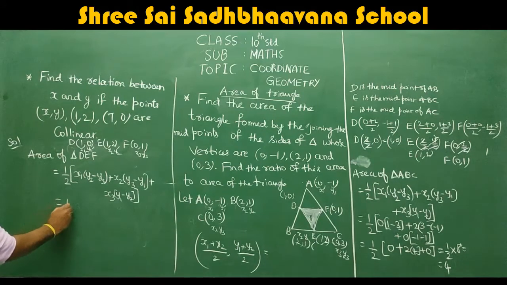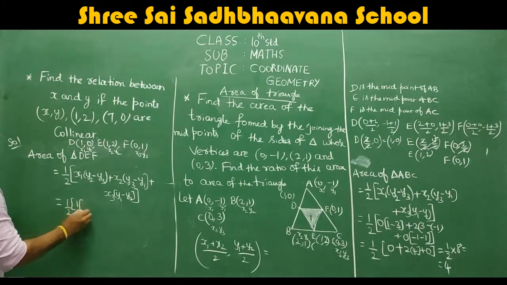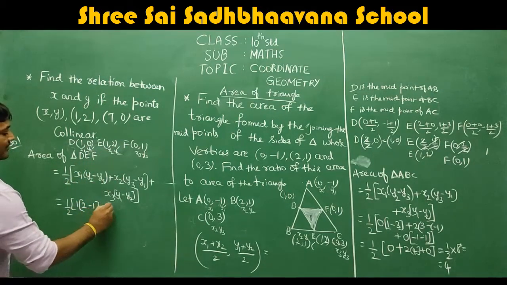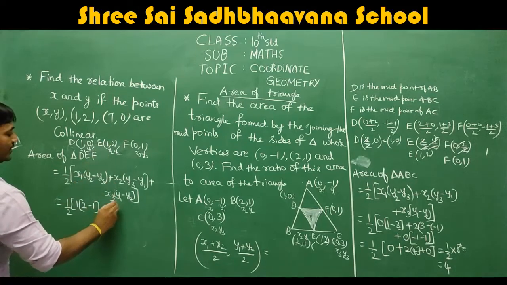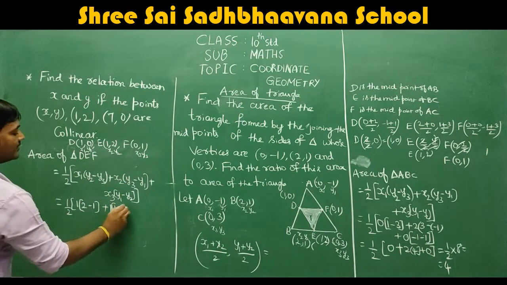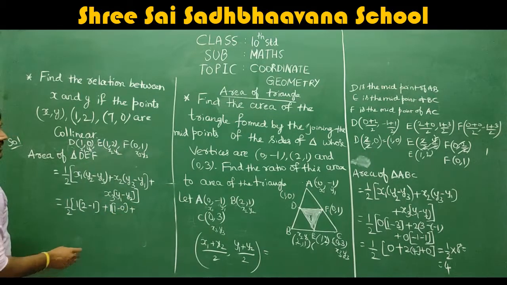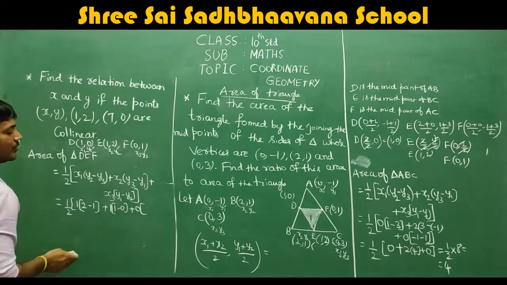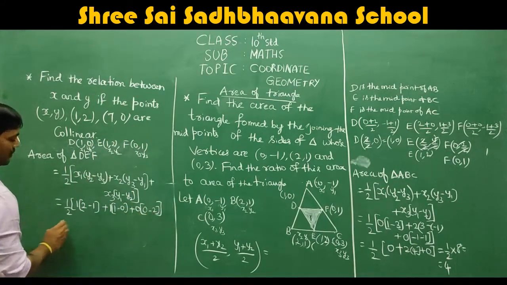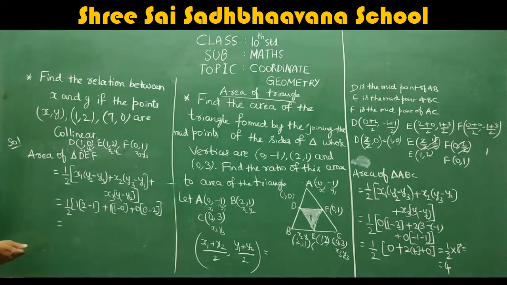So half into, what is x1 value? 1, correct, 1 into (y2 minus y3), so 2 minus 1, plus x2, what is x2 value? 1, again y3 minus y1, so 1 minus 0, plus what is x3? 0. Okay, what is y1 minus y2? 0 minus 2. So here you observe the last term you can neglect because it is 0 into (0 minus 2). So that we can neglect it.